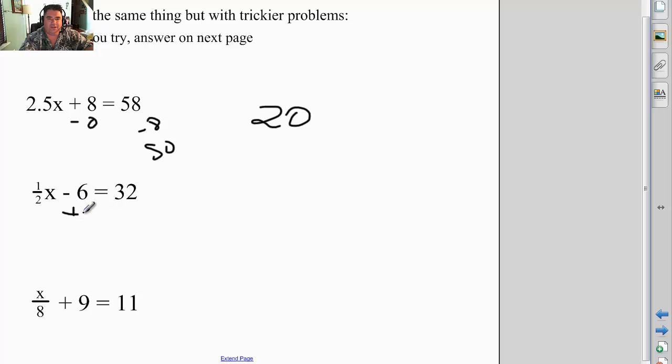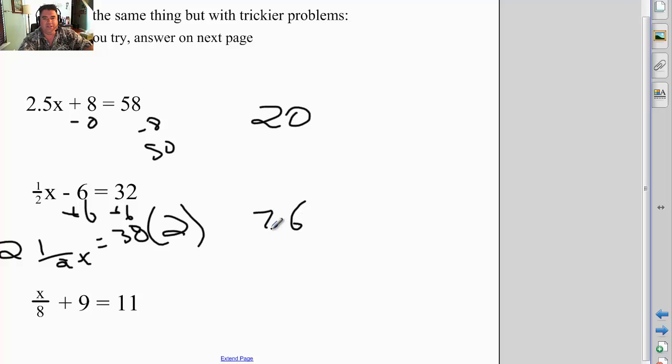Add 6 to both sides, and I get 38. Now, remember, the way to get rid of a half, because I have half x equals 38, instead of divide by 2, I'm actually going to times by 2. Times 2 to both sides, and I get 76. Now, if you're not sure, take 76 times a half, and I think you'll find that you get 38, and 38 minus 6 should be 32.